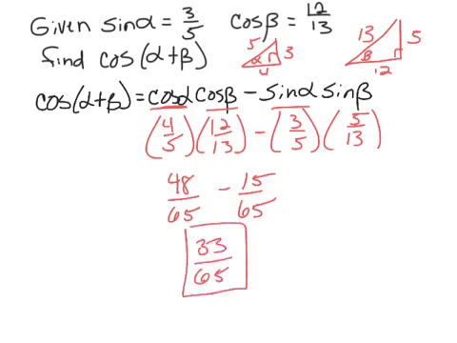So those are the two types of problems you'll be doing with these, and we're going to be working a lot more in class. It is important that you memorize these four identities, and we're going to use them to look at tangent and some other identities in the future.